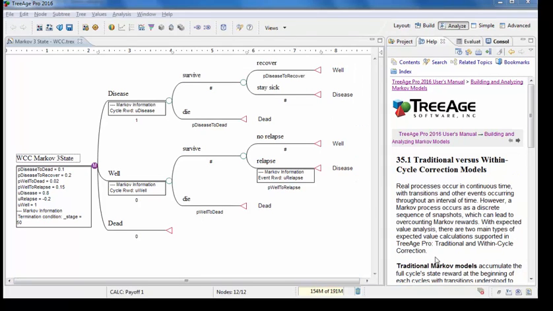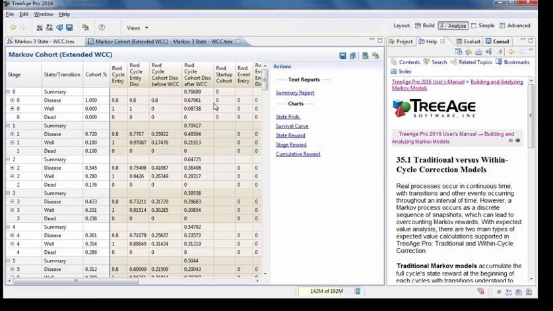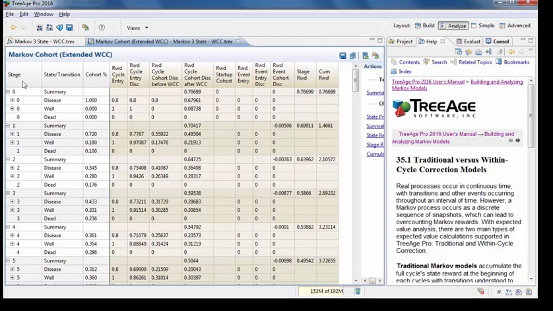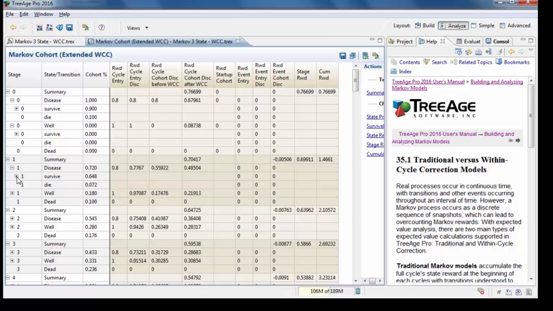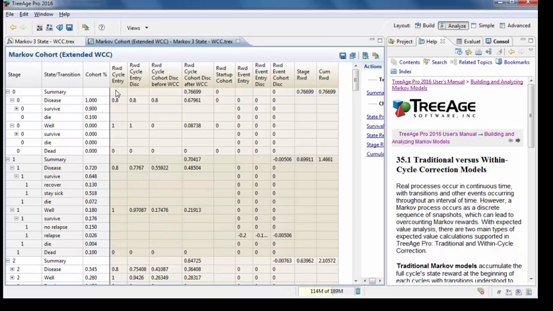To understand the within-cycle correction algorithm, let's look at the extended report for this model. We note that we've turned on global discounting for this model too. The extended report again presents the cohort flow in the first three columns. So this is the same as the traditional model, where you have the health states and then the transitions amongst those health states. The next grouping of columns is going to present the accumulation of the utility as the cohort moves among the nodes in the Markov model.